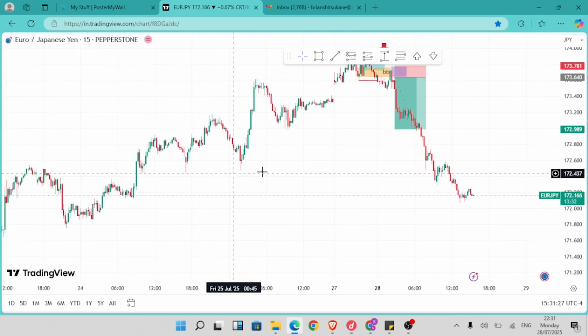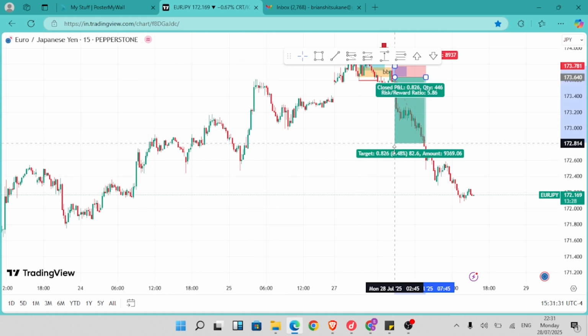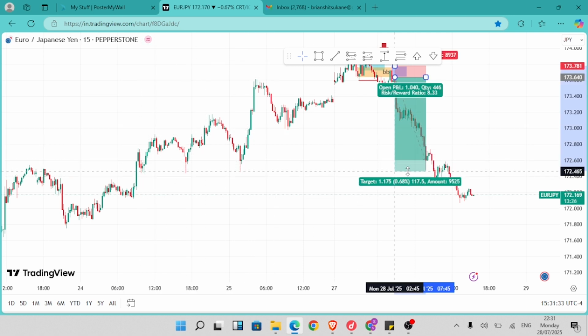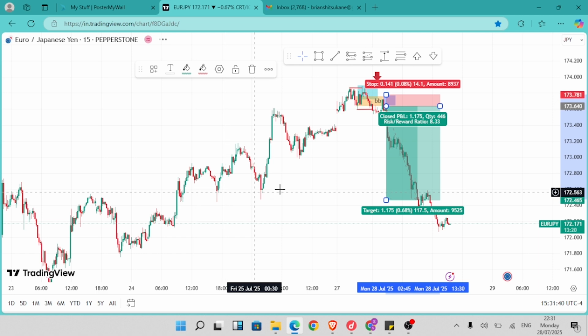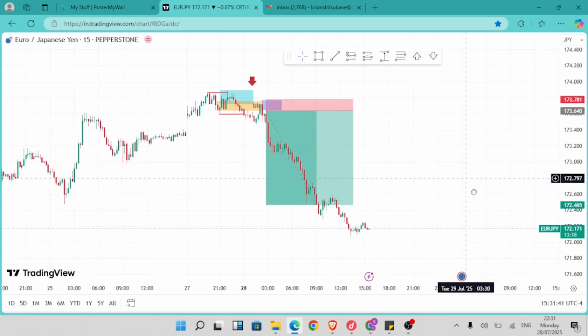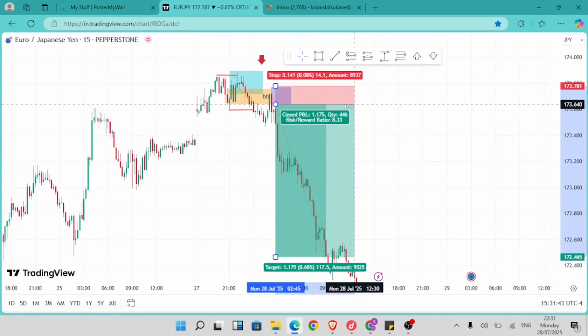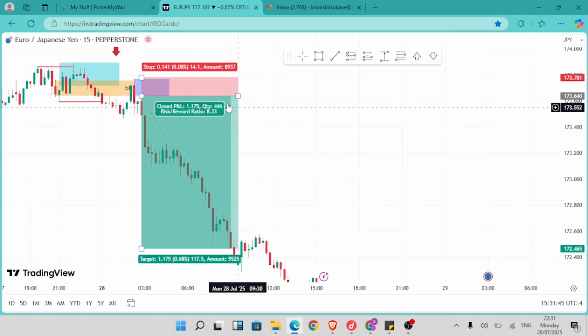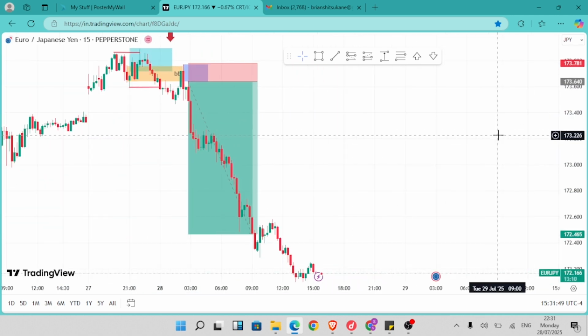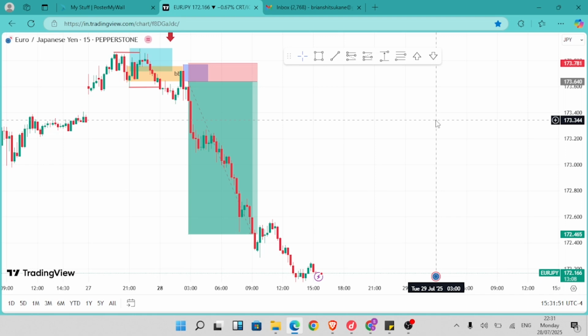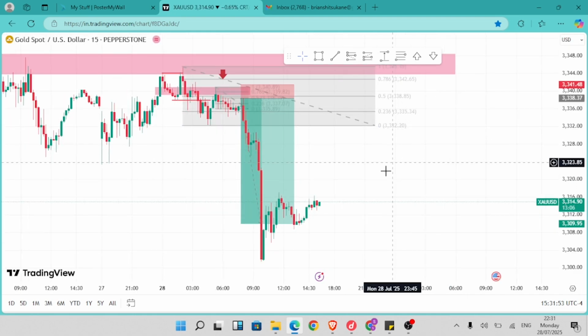And then this draw on liquidity over here, we have equal lows here. That was a perfect place to get your final take profit right there, and that was beautiful. So this gave a total risk to reward ratio of 8.33, and that was beautiful. That was good. Quickly going to the next pair.